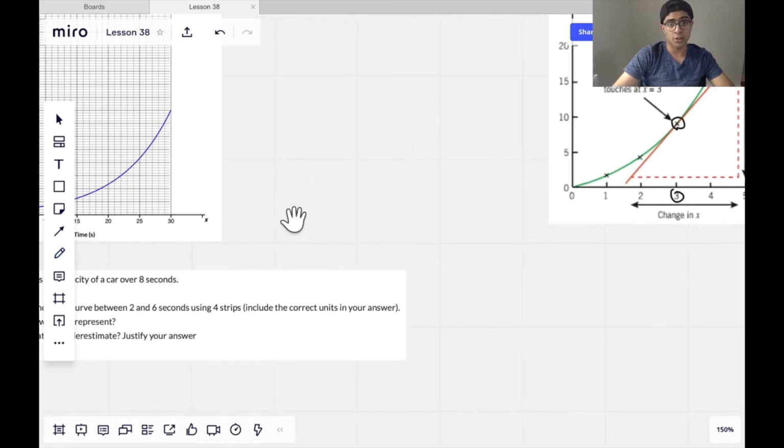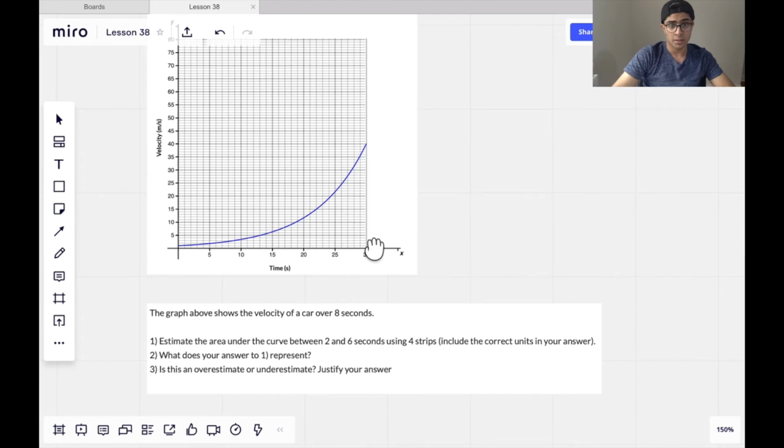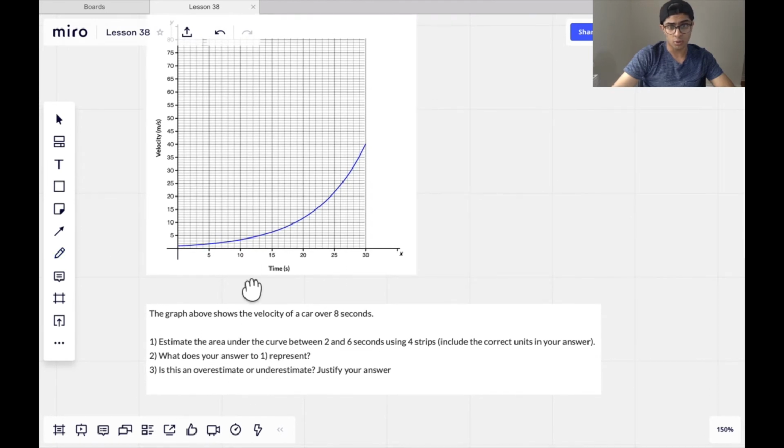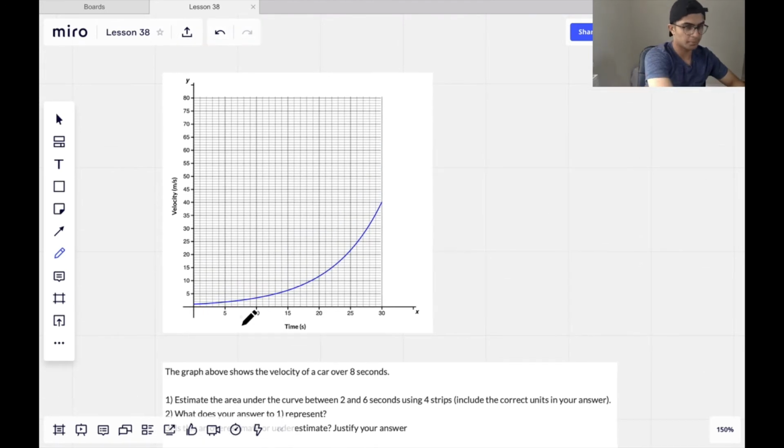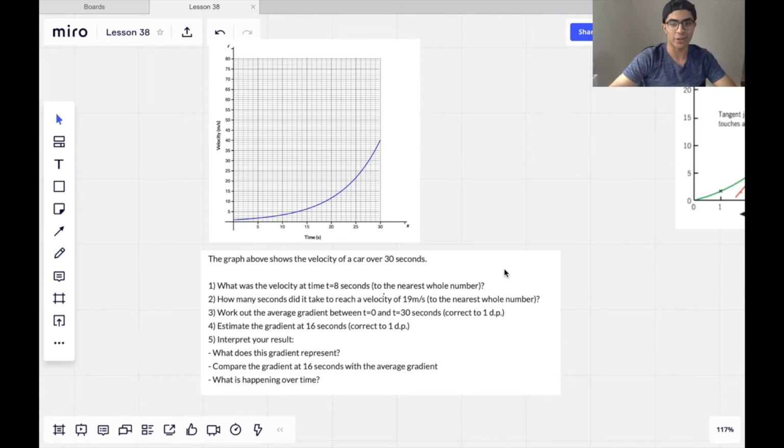So let's do this question here. Sorry, I had the wrong question with the wrong graph. This question, I'm just going to do the final part of it. The graph above represents the velocity of the car for 30 seconds. What does the gradient represent? Well, remember the gradient of the velocity-time graph is acceleration. Just remember that.